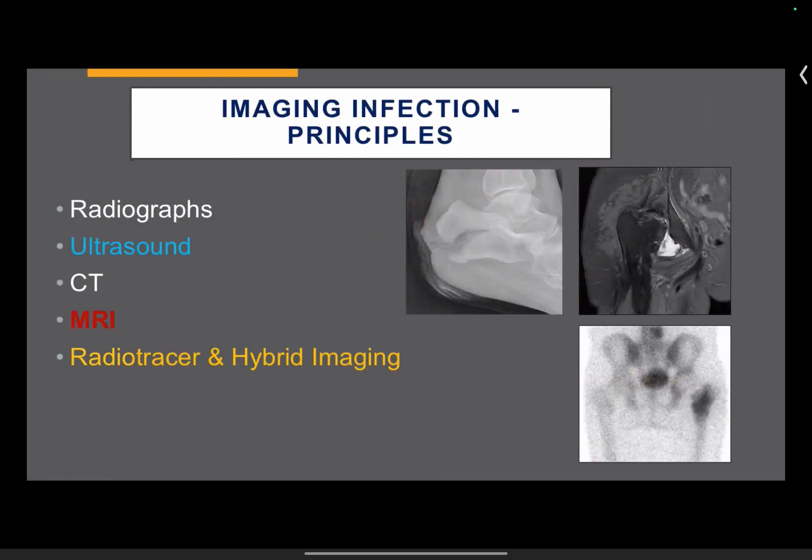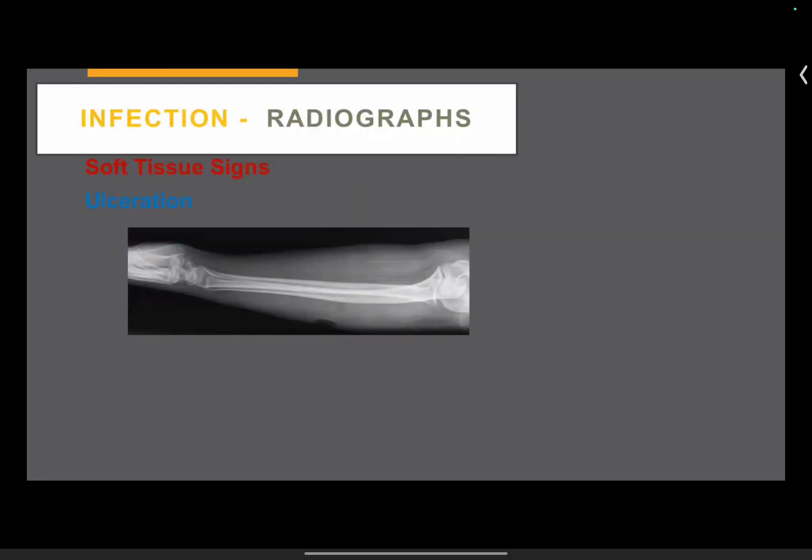So imaging infection again, we rely on everything there, but then sometimes you have to do radiotracer and hybrid imaging. And infection, I think there is a pandemic of infection. We see it much more in this part of the world, probably in India and Pakistan and the Asian continent as well, probably because people don't get to hospital when they should, or they don't think it's a thing which can cause a lot of complications.